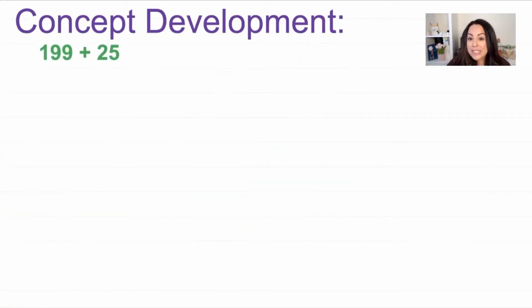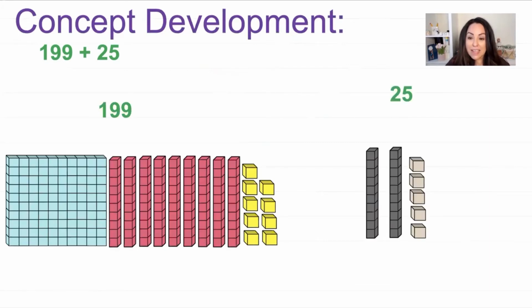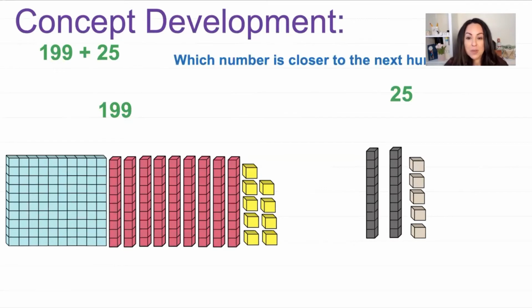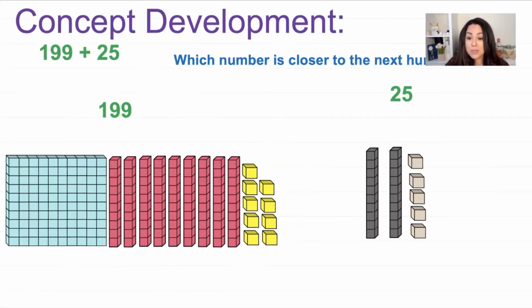I have 199 plus 25. Well, there's my 199, and there is my 25. So which number is closer to the next 100? Well, if I'm looking at these numbers right here, I could see that that number is pretty close to the next 100. I only need one more to make it the next 100. So what I'm going to do is I'm going to bring that one over, and guess what? Now I have 200.